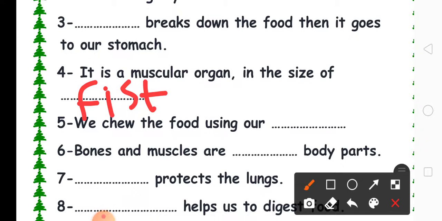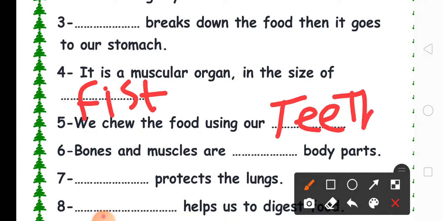Number 5. We chew the food by using our, yes, teeth. We chew the food by using our teeth. Bones and muscles are seen or unseen, junior 3? Yes, unseen. We can't see them. So unseen.